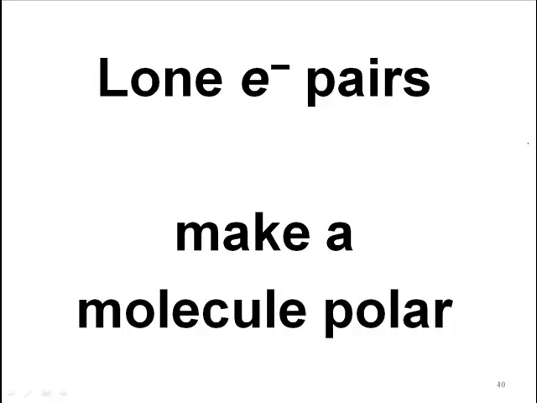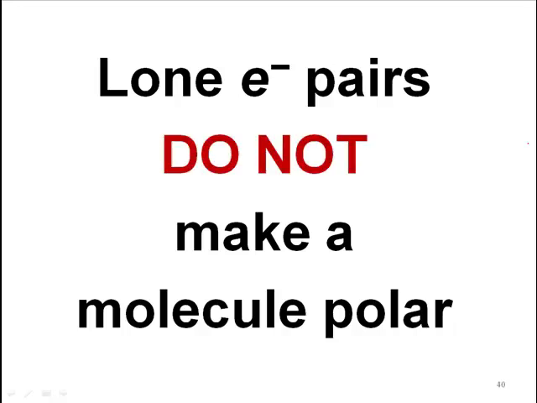Lone pair electrons do not make a molecule polar. This is the number one mistake. The number one mistake is people just assume it's got a lone pair, so it's got to be polar. That is definitely not true. It's all about the shape. You've got to know the shape before you start guessing if it's polar or not. So here's a good example, ICl2 minus.